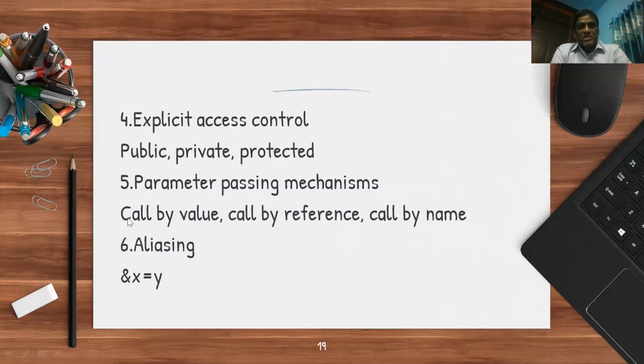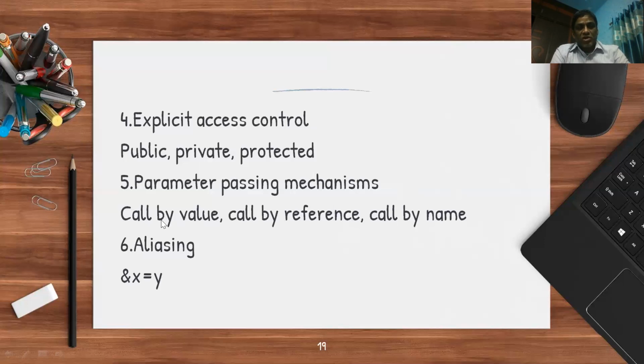In C++, it is call by value, call by reference, and call by address. There are three types. But this call by name is actually the oldest one, which is not available in recent programming languages. Only call by value and call by address are available.